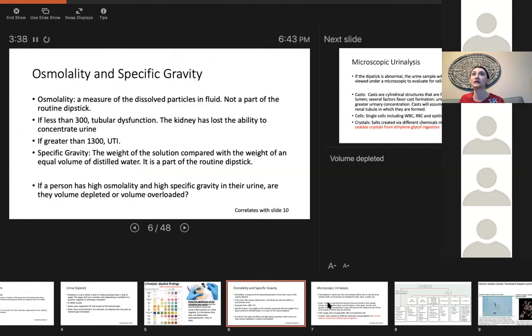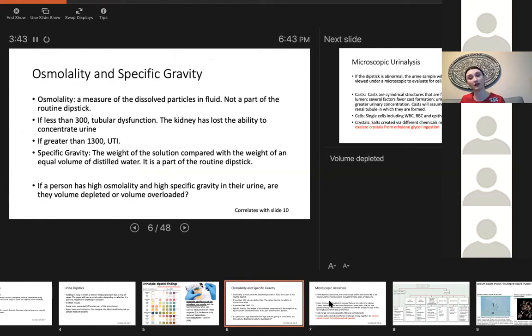Okay. Osmolality and specific gravity. Specific gravity is on the dipstick. Osmolality is not. Osmolality is the measure of dissolved particles in the fluid. I think of it as more like that deals with sodium. So if my urine is really concentrated, it's going to have a lot of sodium in it, and it's going to be very osmolar.